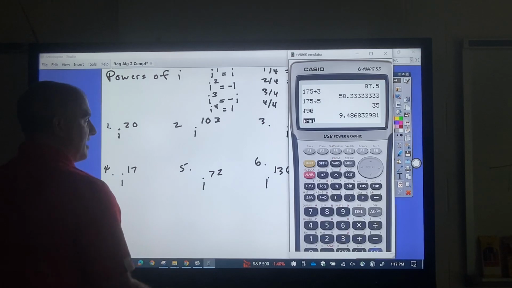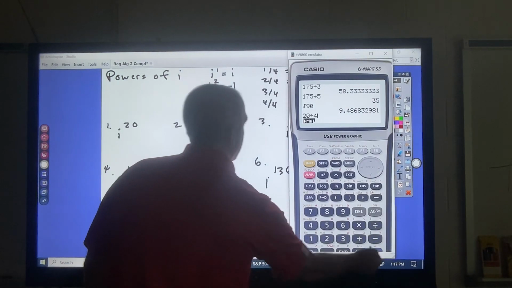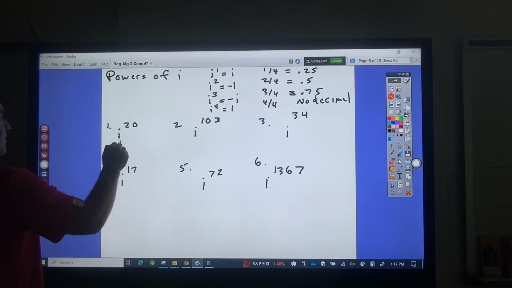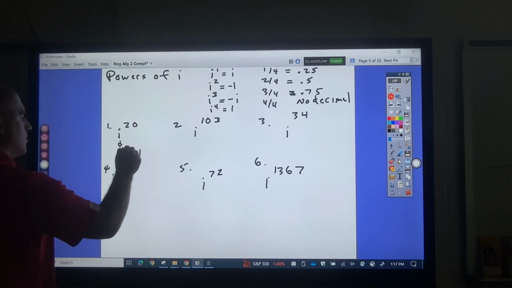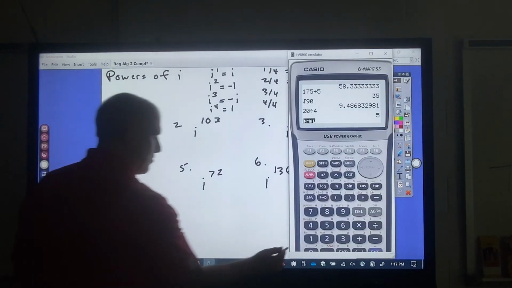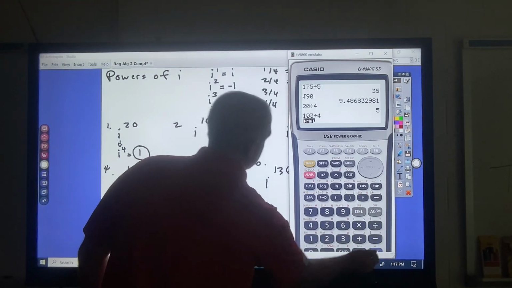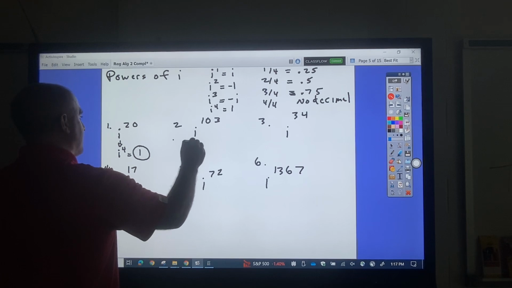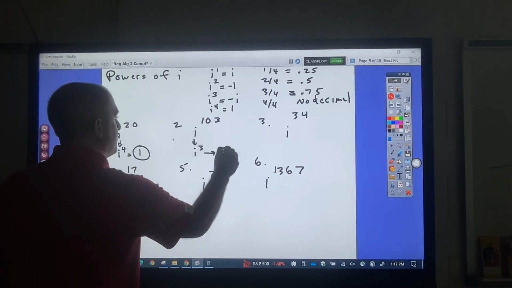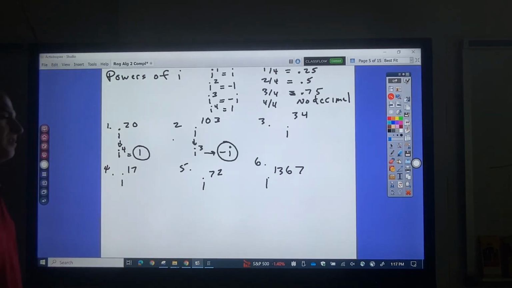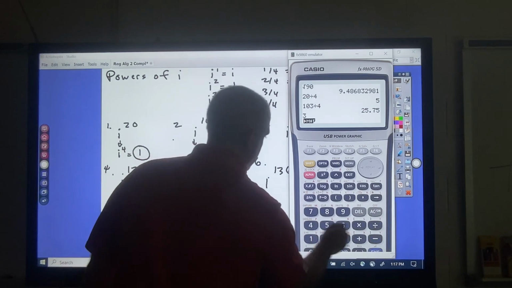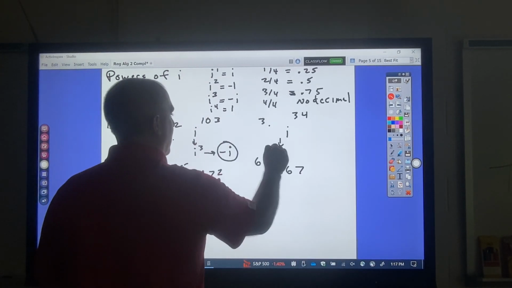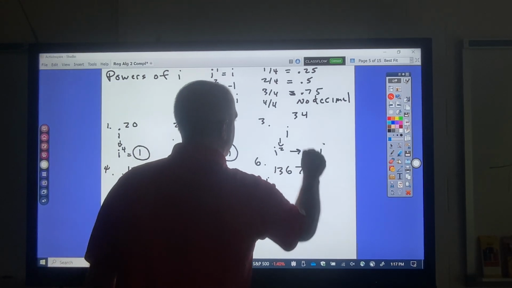So here's the idea. If I divide 20 by 4, okay, no decimal. So what does that mean? That's really i to the fourth, which really equals 1. 103 divided by 4 is 0.75. Now, which one is 0.75? That's going to be i to the third, which is going to be negative i. All right, 34 divided by 4, that's going to be 0.5, okay, which is i squared, which is going to be negative 1.